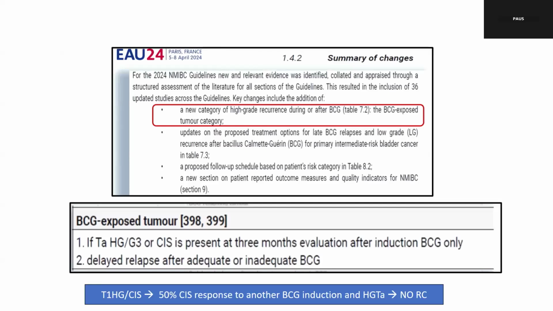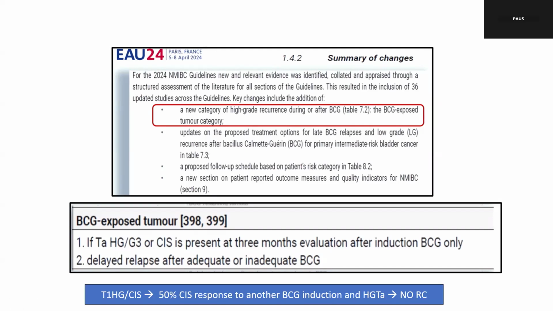Now, if you see the EAU 2024 guidelines, there is a new category called BCG exposed tumor. So what is a BCG exposed tumor? If a high grade or CIS patient presents in 3 months with evaluation of the BCG only, or there's a delayed relapse after adequate or inadequate BCG.